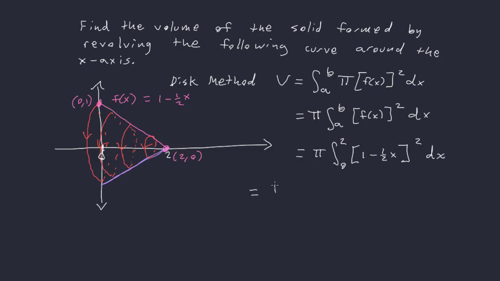And then we just crank this out. So when we FOIL this out, we're going to get 1 minus 1/2 x minus 1/2 x, which is minus x, plus 1/4 x squared. And so we'll get pi times, now we'll integrate this, x minus 1/2 x squared plus 1/12 x cubed.